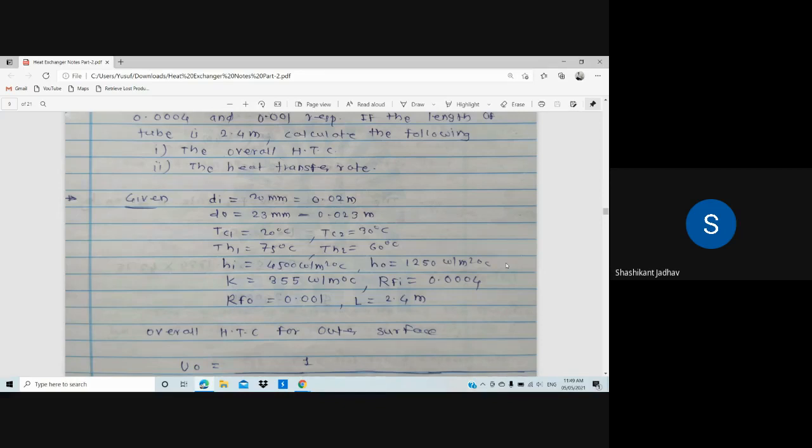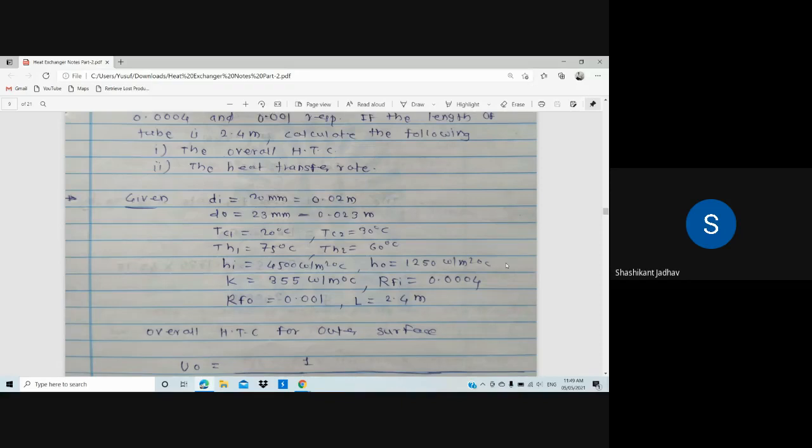So write down internal diameter of the copper tube is given. So DI is equal to 20 mm. Write down DI is equal to 20 mm. So we have to convert that mm into meter. So 20 mm is nothing but 0.02 meter. Then outer diameter, that is DO, is equal to 23 mm. So 23 mm is nothing but 0.023 meter.